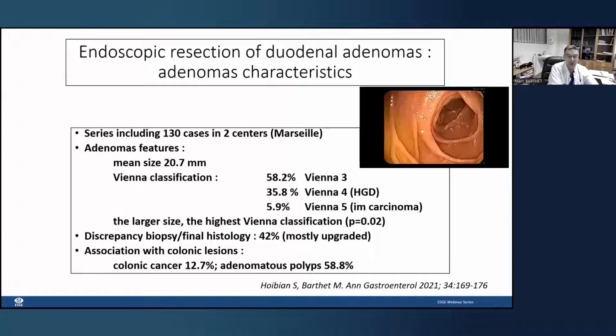adenomas. And also take care with the association with colonic lesions, because in all these patients, 12 patients had colonic cancer after systematic colonoscopy, and about 60% had adenomatous polyps. So don't forget, if you treat duodenal adenomas, look at the colon of this patient, do systematic colonoscopy. This is a very important take-home message.